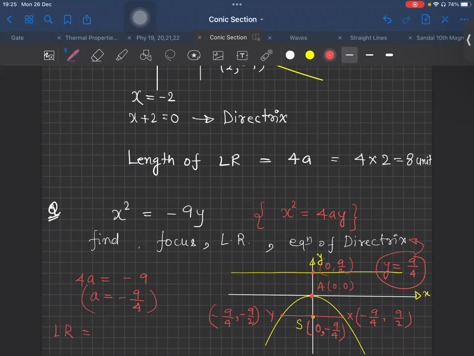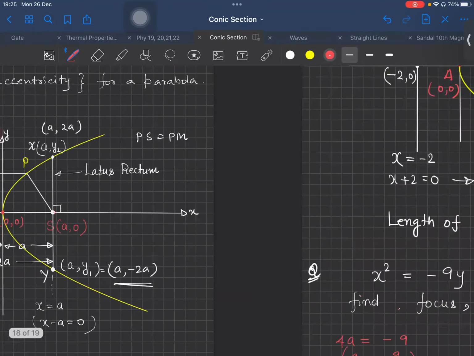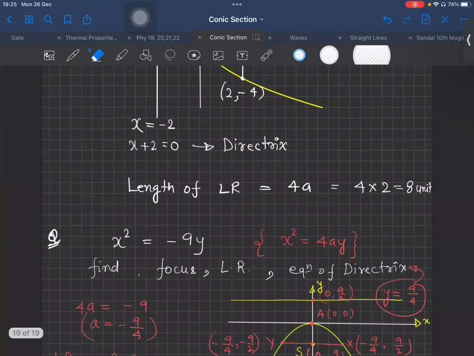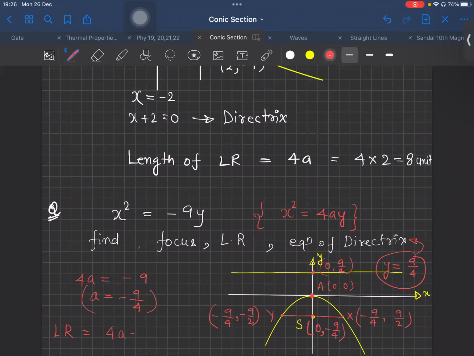Length of latus rectum will be 2 times of A in this case. Is it 2a or 4a? Length of latus rectum is 4a, no? 4 times of A, sorry. 4 times of A is what? 4 into 9 by 4. Because we are calculating only the magnitude, 9 unit is the length of latus rectum. Modulus.